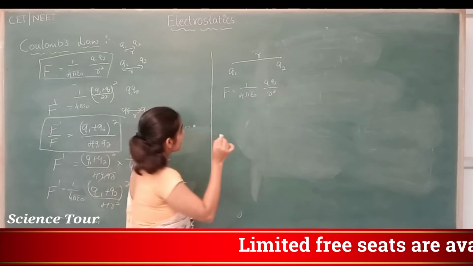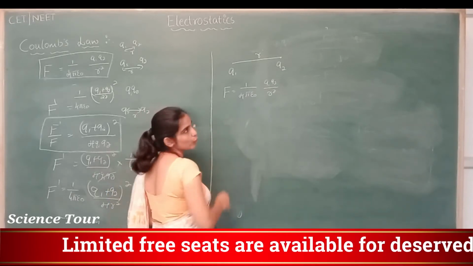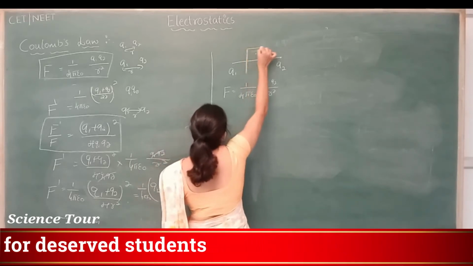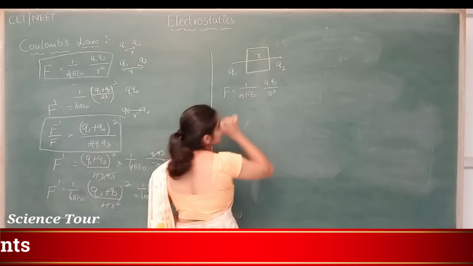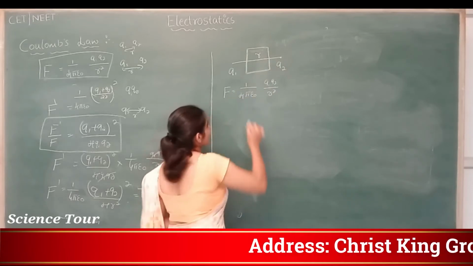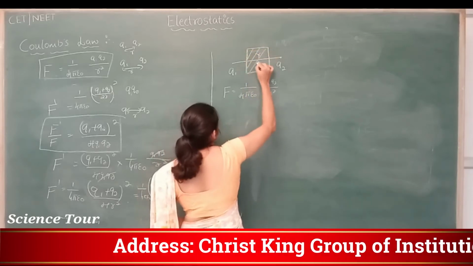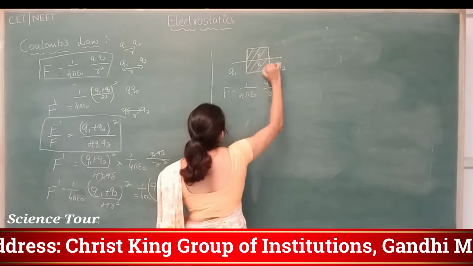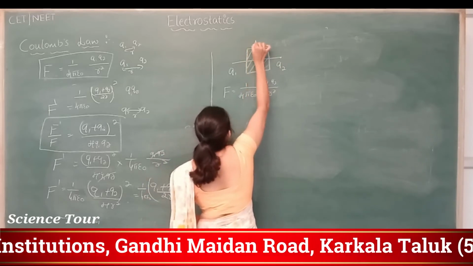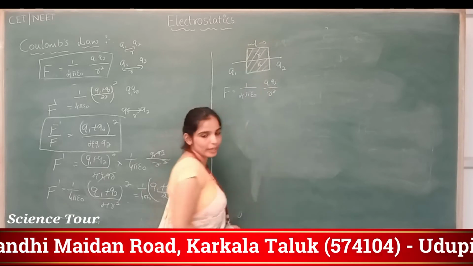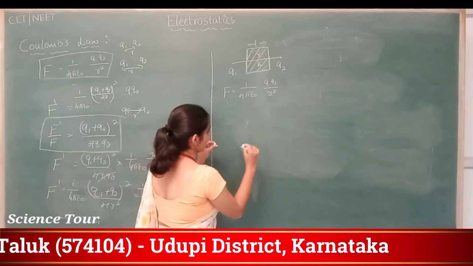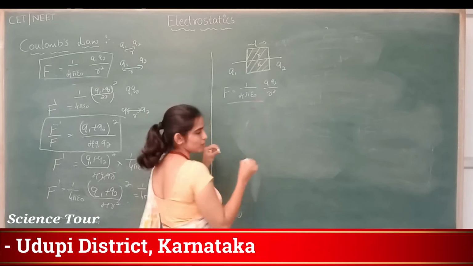Now what I do is, in the distance separation between those two, I place a dielectric medium. Let's say its dielectric constant is K and its thickness is T. There are two charges like this. Now they are in air, and this is the force between them.